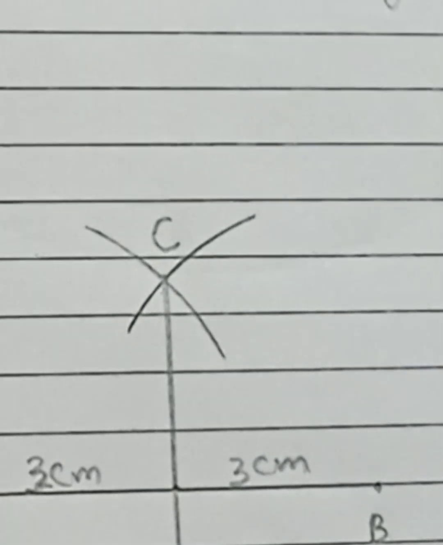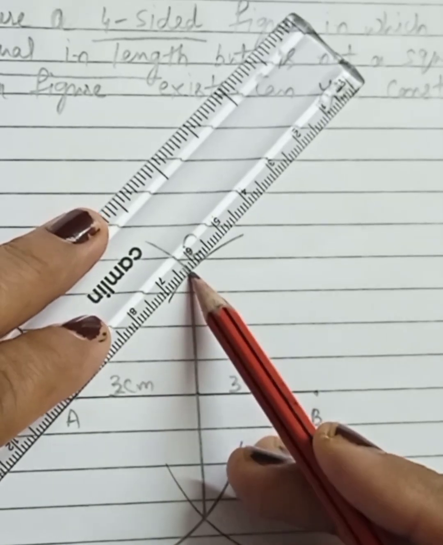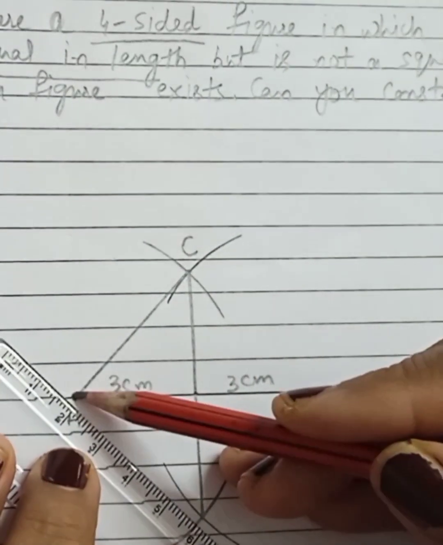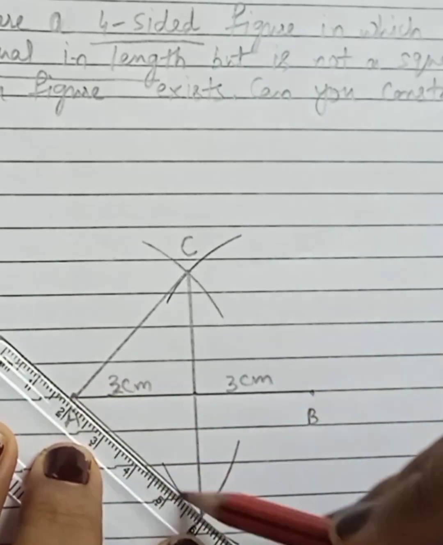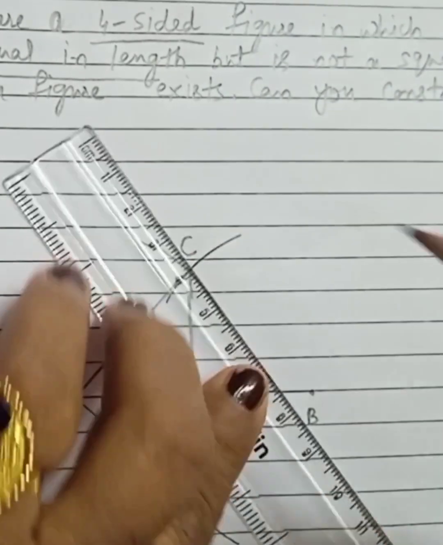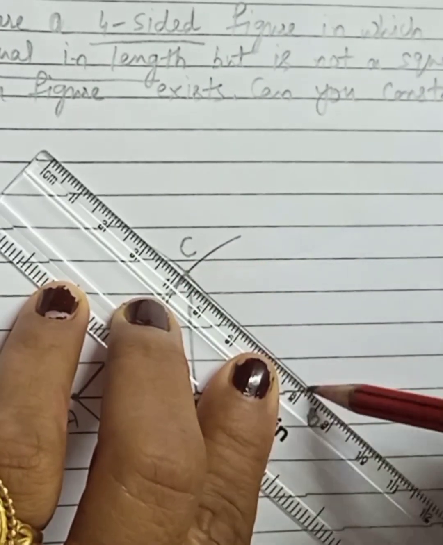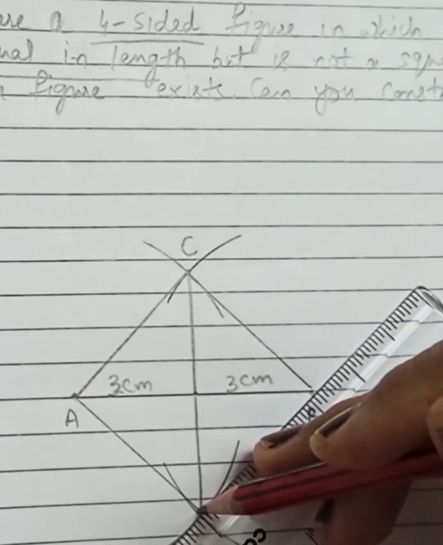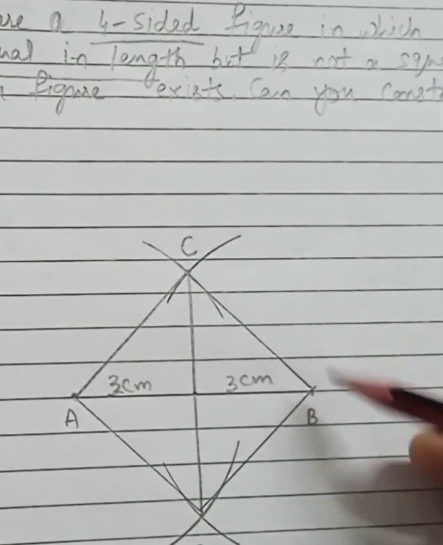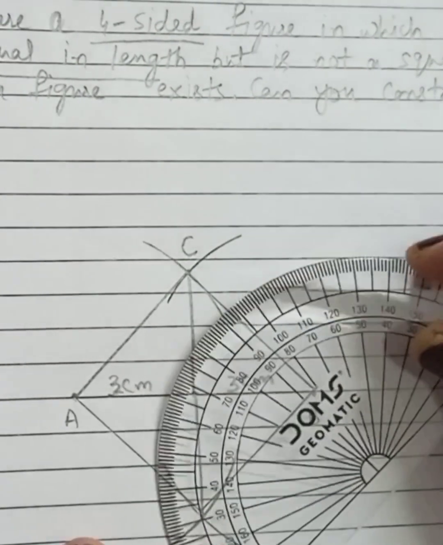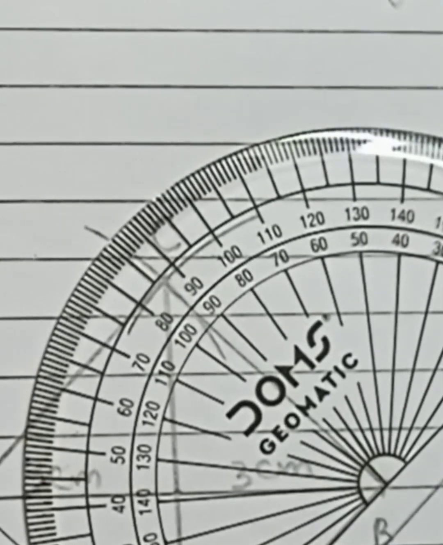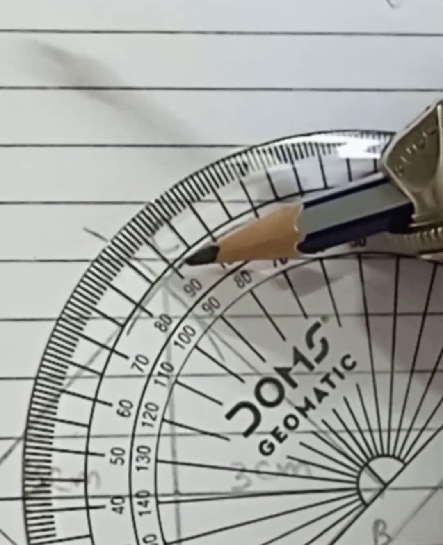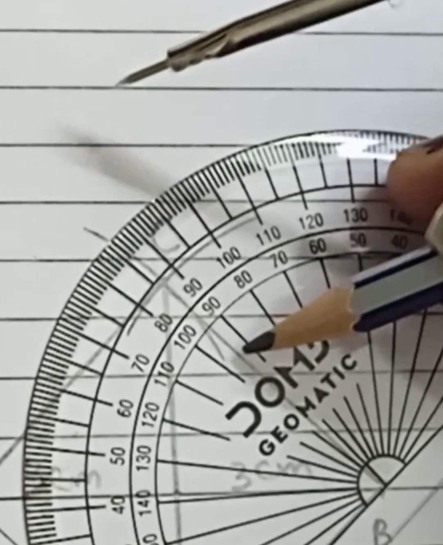Now we will join A to C and D. Further, I will join B to C and B to D. In this figure, we can check the angles on the vertices are not 90 degrees. It is 86, less than 90.